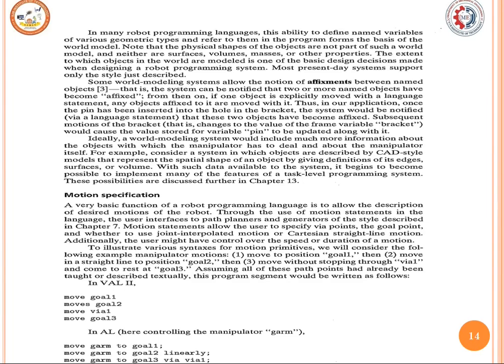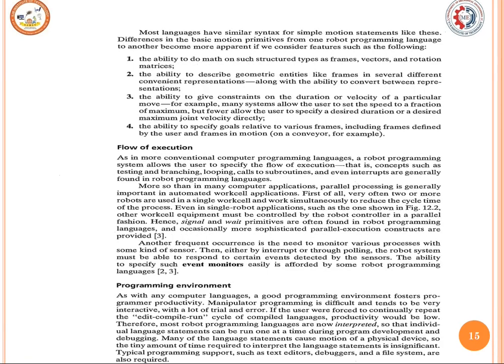Here, when we define the motion specification in the VAL2 programming language: move goal 1, move goal 2, move via 1, move goal 3. In AL programming, the manipulator gram is used: move gram to goal 1, move gram to goal 2 linearly, move gram to goal 3 via 1. Like this, the motion specification is done.